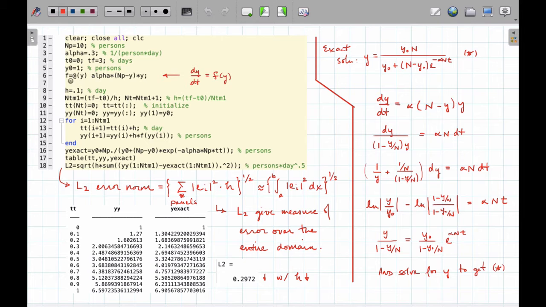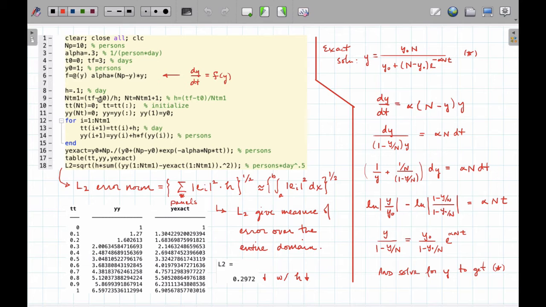This one line here, line 6, f, is a function of y. And f here is just our shorthand for the derivative, which is what we know at every time step, given the value of the number of infected persons. Our step size here is 0.1 days.